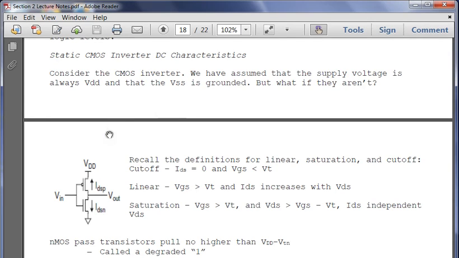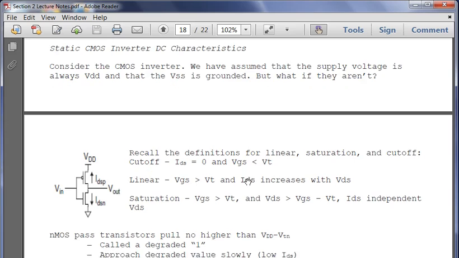So recall we had these definitions earlier in the section. Cutoff: drain source current is equal to 0, and gate source voltage is less than VT. Then linear: VGS is greater than VT, and the drain source current increases with drain source voltage. And saturation: the gate source voltage is greater than the threshold voltage, VDS is greater than the gate source voltage minus VT, and IDS is independent of VDS.